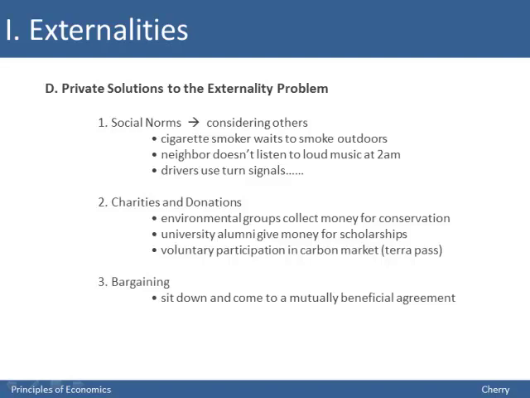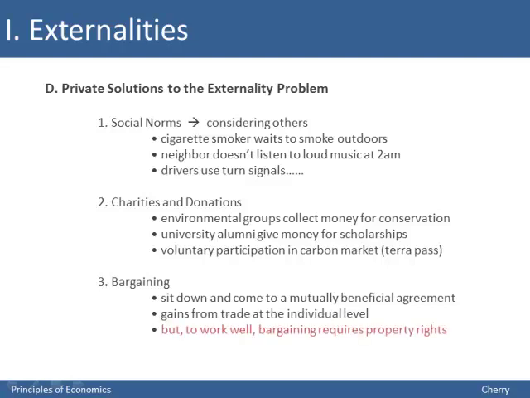Another mechanism would be bargaining. And that's when all the affected parties get together and sit down and come to a compromise, a mutually beneficial agreement. For this to work well, we first have to require that there's property rights and that bargaining is easy. There's not a huge cost to getting together and bargaining and coming up with a mutually beneficial outcome.